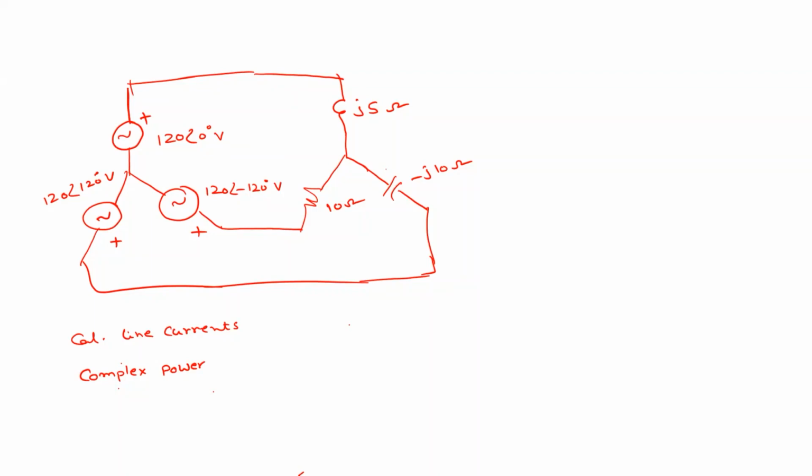Can we apply mesh analysis for this? Yes, sir. You can apply mesh analysis. So assume this current is I1 and this is I2. Let us assume that this is line current IA and this is IB, and this current is IC.